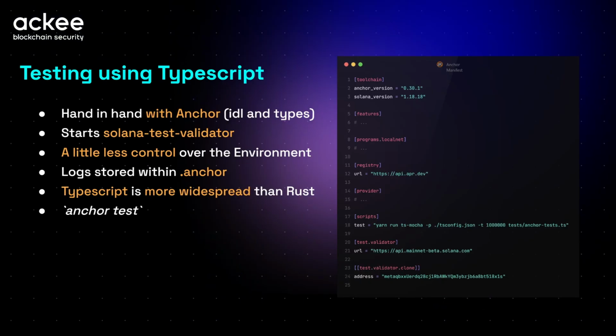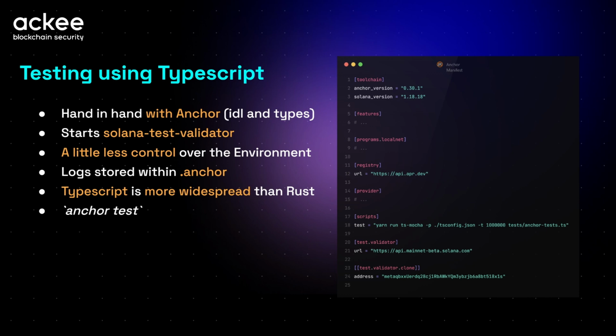First point is that it goes hand in hand with the Anchor, as Anchor build actually generates an IDL file and a types file, which I think are both JSON files, and these files can be included within the TypeScript source code or within the test source code, and it dramatically improves the experience of testing.